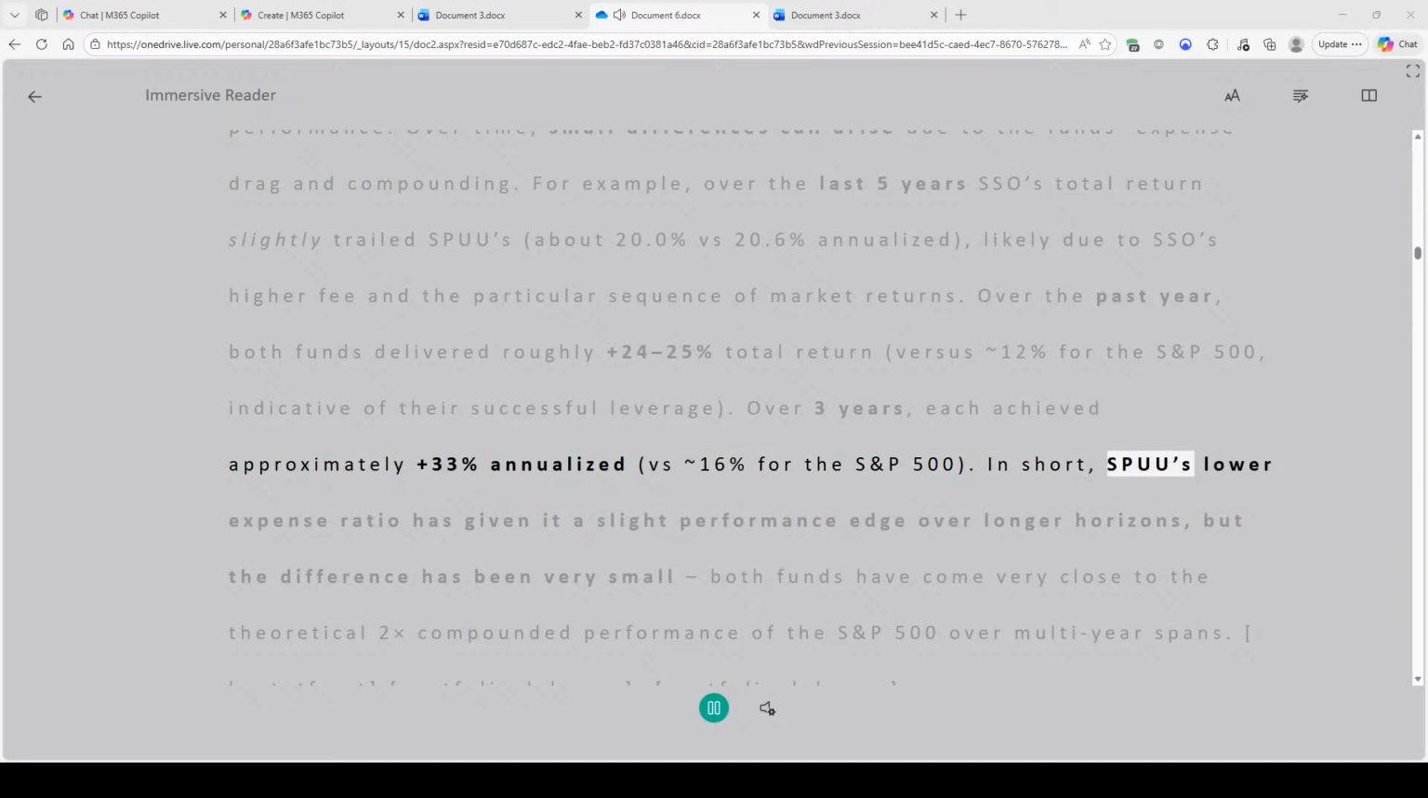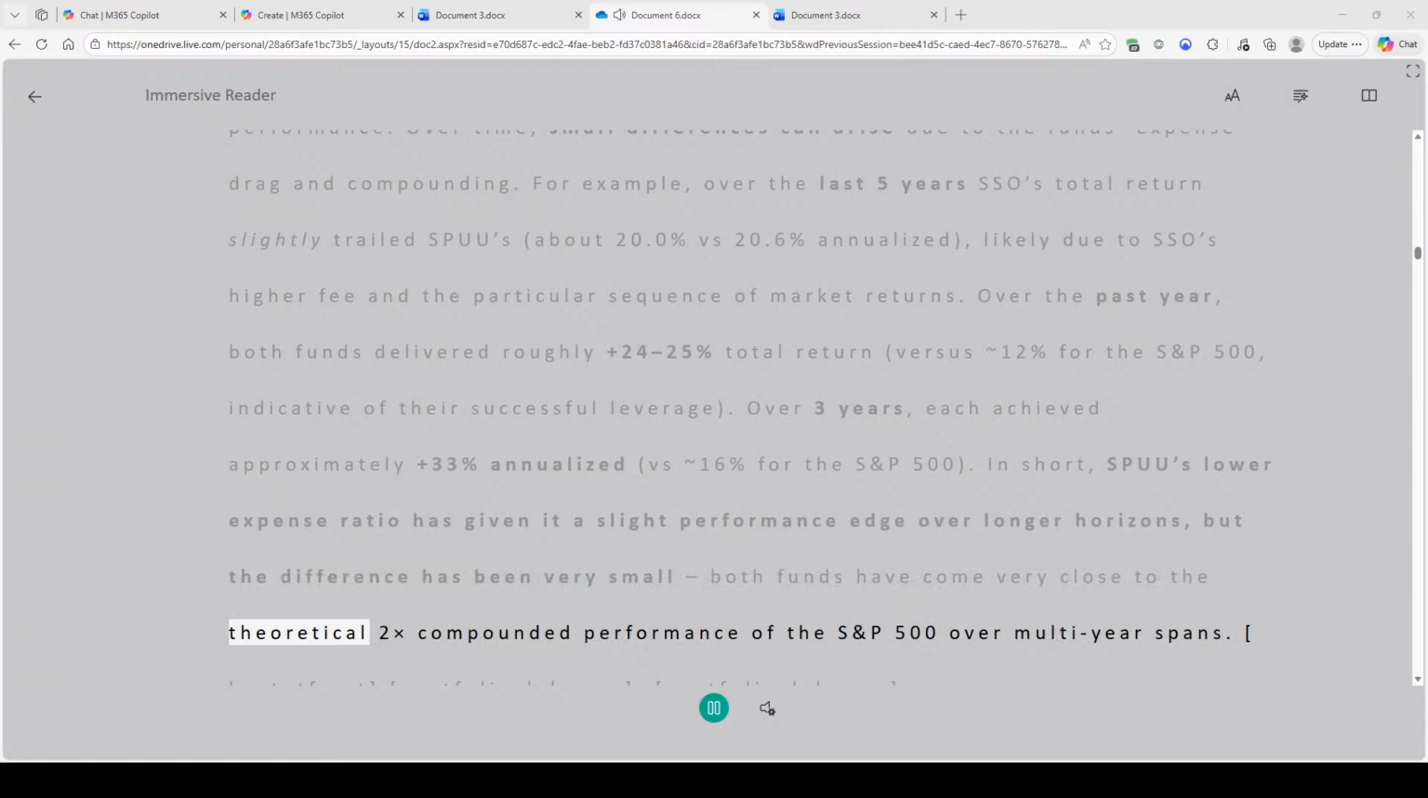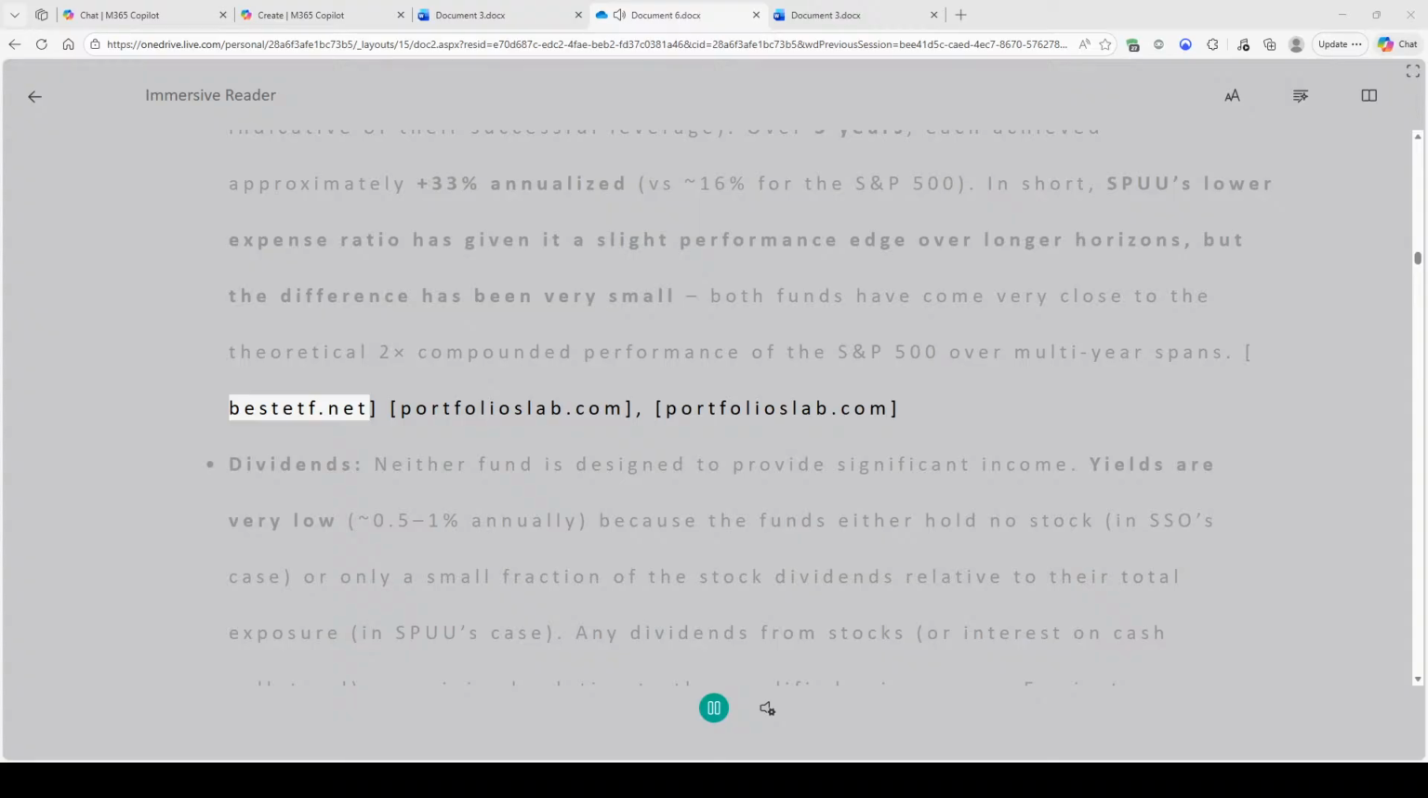In short, SPUU's lower expense ratio has given it a slight performance edge over longer horizons, but the difference has been very small. Both funds have come very close to the theoretical 2 times compounded performance of the S&P 500 over multi-year spans. BestETF.net, PortfoliosLab.com.